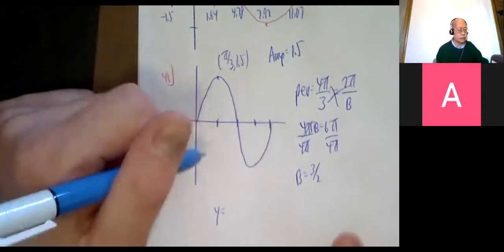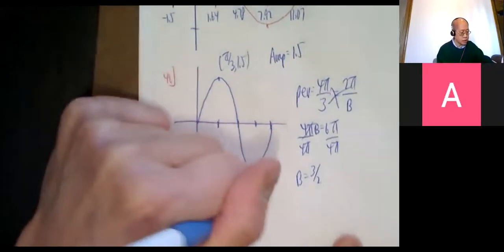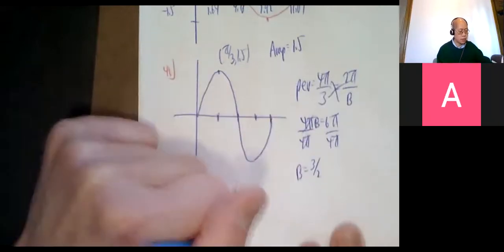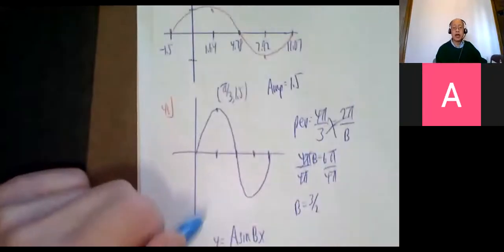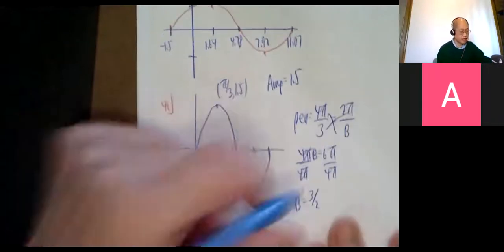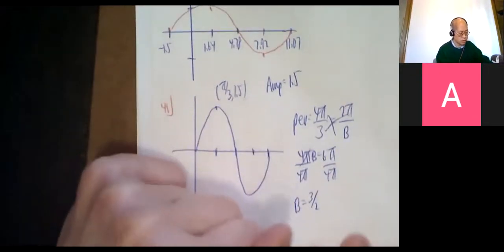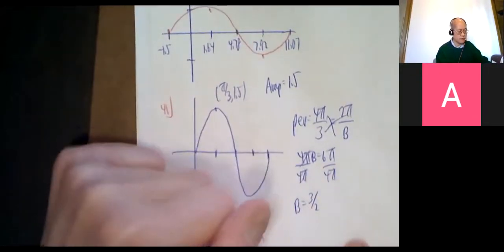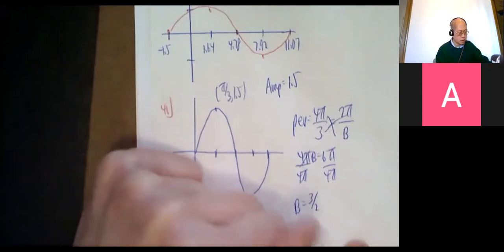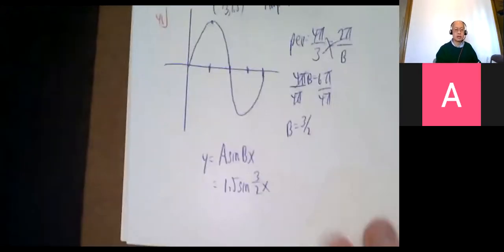So y equals a sine bx. In this case, the a we found to be 1.5, the amplitude. Sine of 3/2 x. And there we go.